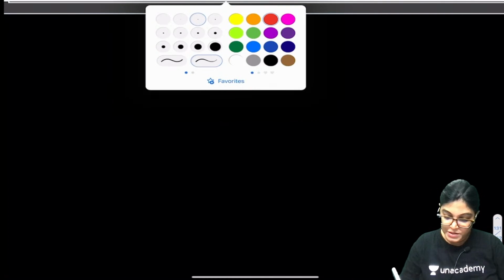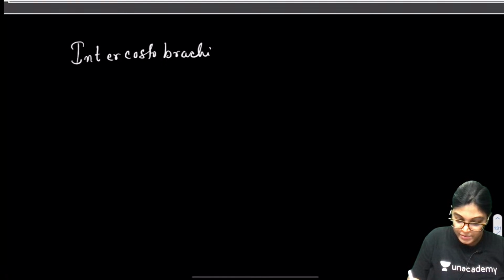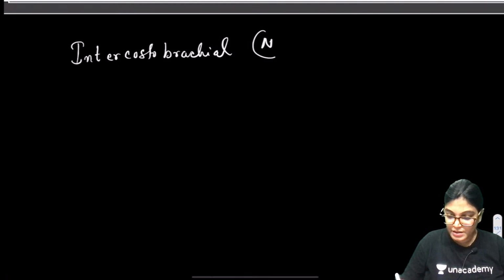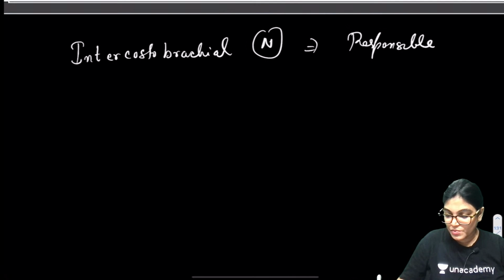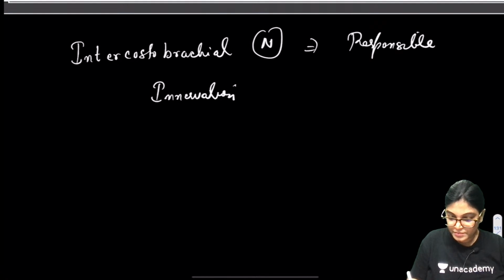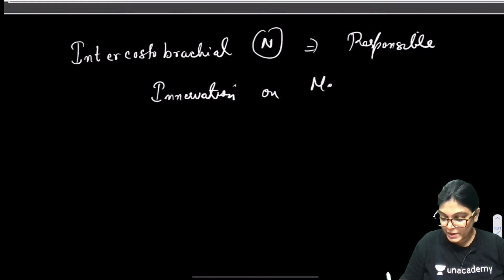Firstly I will write the explanation, and then we will move on. The correct option is the intercostobrachial nerve. Why? Because this nerve is responsible for innervation of the medial aspect of the arm.